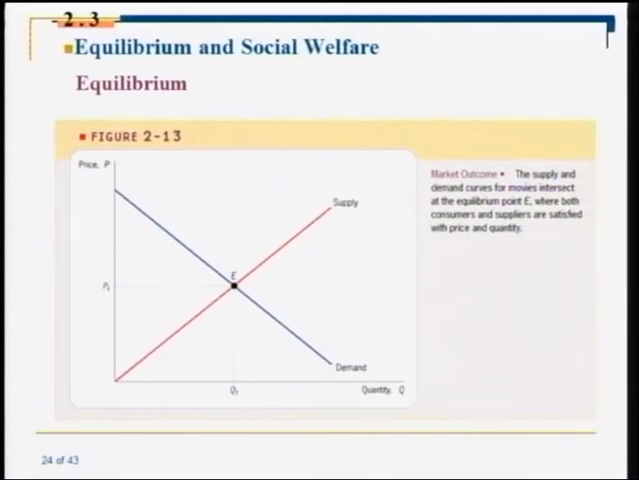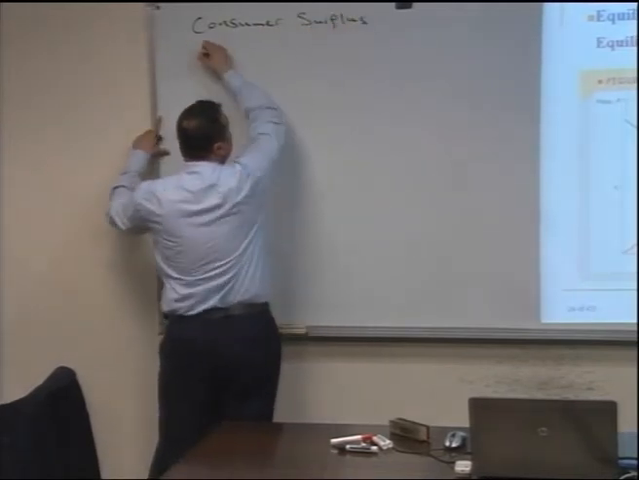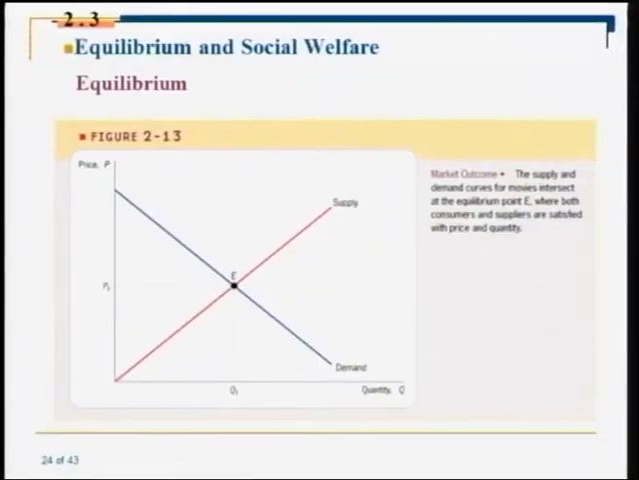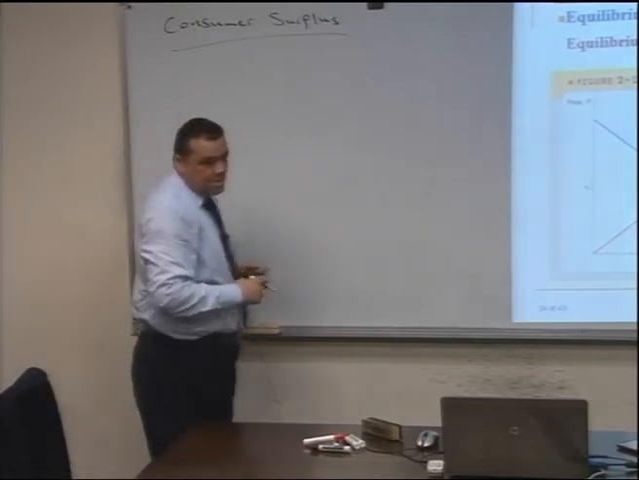Let's go to the social surplus: consumer surplus, producer surplus, and social surplus. Let's go to the equilibrium and social welfare. To talk about the social welfare, we have to talk about both sides in the community, consumers and the producers. Okay? Out of this point, we will study first the consumer surplus.